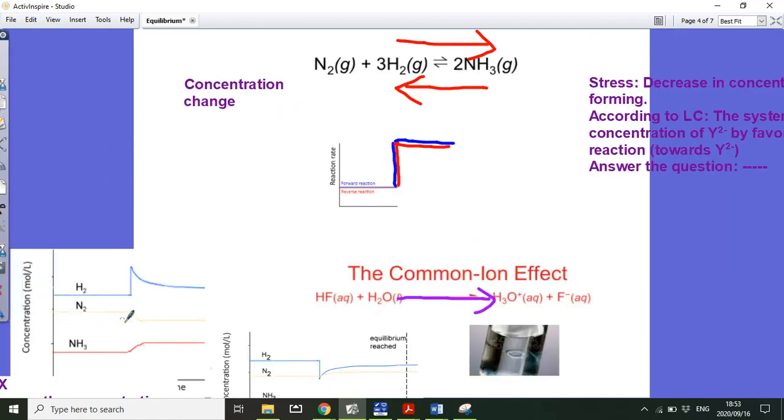So it will have no effect on these. So if you were drawing these, the lines will just keep on going flat because it doesn't affect the number of particles. It just affects how fast they are being formed. So please look out. The catalyst does not affect the equilibrium position. It just speeds up the rate of both reactions. So both lines will go up.